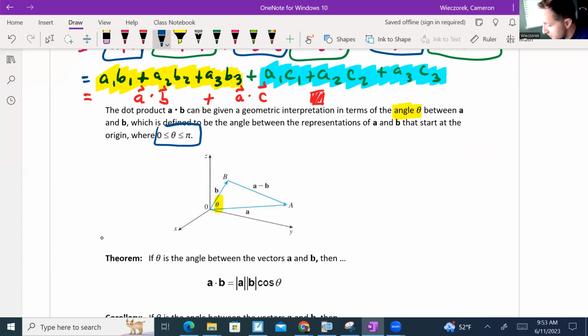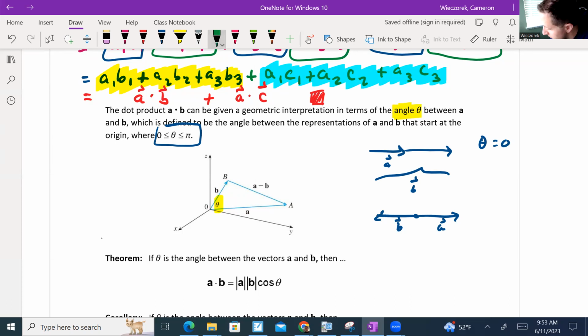So 0 would be if they both pointed in the same direction. So let's say this was A and this was B. That would be an angle of 0. And then if they pointed in opposite directions, length doesn't matter, this would be theta equals pi. And so then anything in between, we're going to find a way to measure that now.